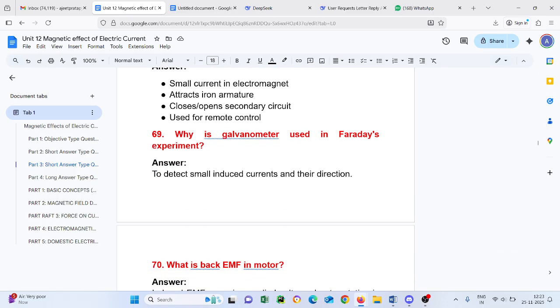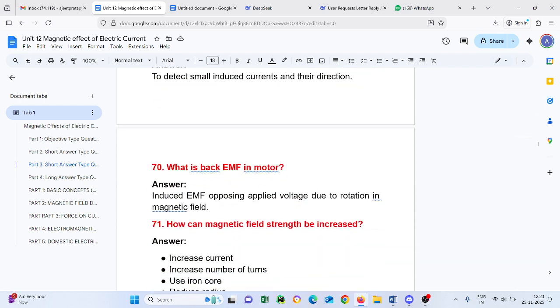Question number 69. Why is a galvanometer used in Faraday's experiment? To detect a small induced current and its direction. What is back EMF in a motor? Induced EMF opposite to the applied voltage due to rotation in a magnetic field.